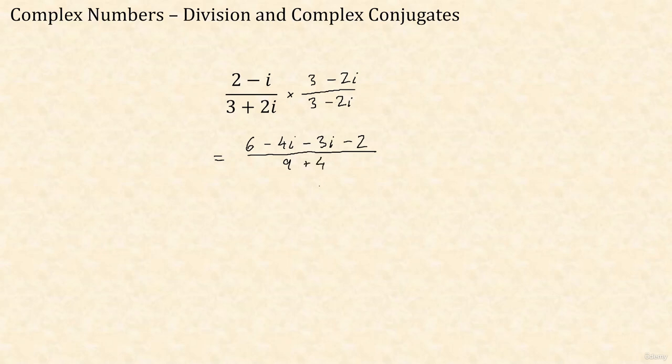So that's plus 4. So neatened up a bit, the real part on the top is 6 minus 2 is 4. The imaginary part is minus 4i minus 3i is minus 7i. And on the denominator, it's 13. So my complex number is 4 over 13, there's the real part, and the imaginary part is minus 7 over 13 i. And so that's what this division is. So 2 minus i over 3 plus 2i is the same as this, 4 thirteenths minus 7 thirteenths i.